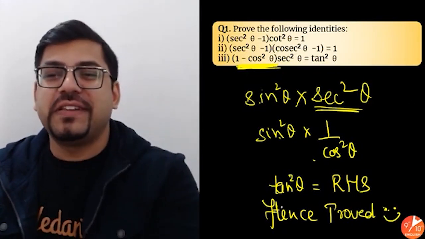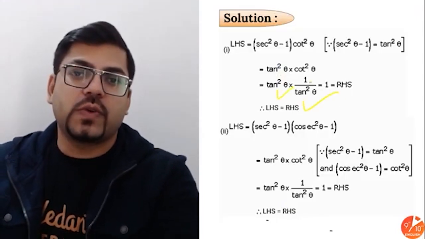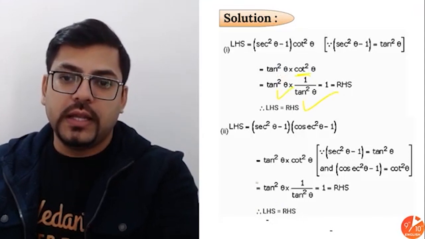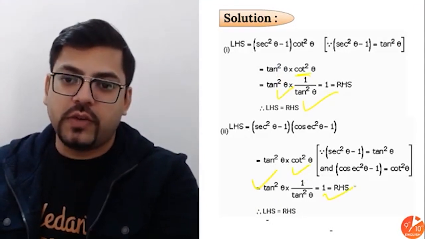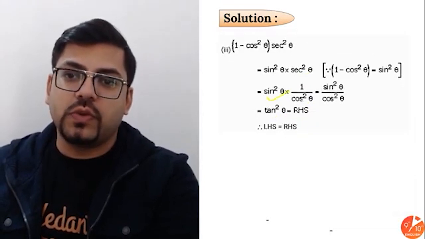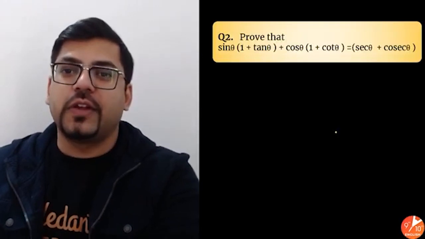Chalo, moving on, people, here's the solution for this. So the same way, tan square into 1 by tan square, which is cot square. So we get 1. Again, tan square into 1 by tan square, which is cot square. Again 1. And in the same fashion, sine square into 1 by cos square is equal to tan square. We get it. Okay, here we go.